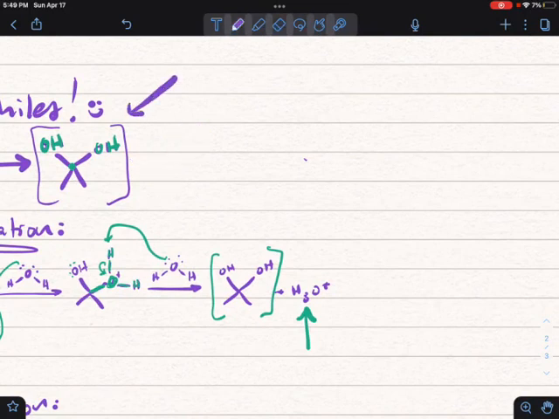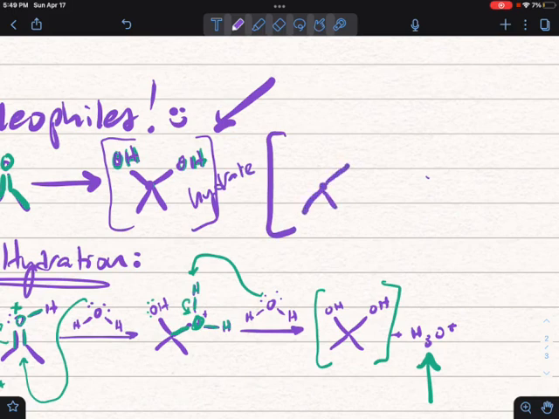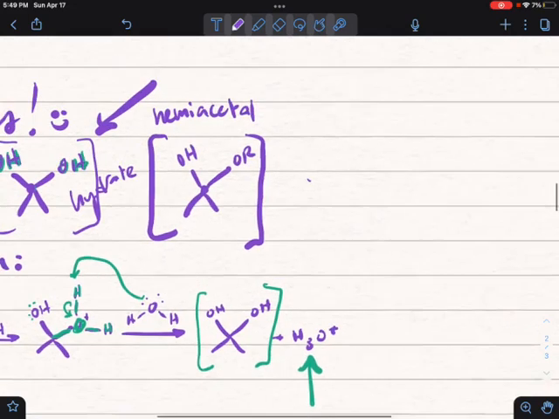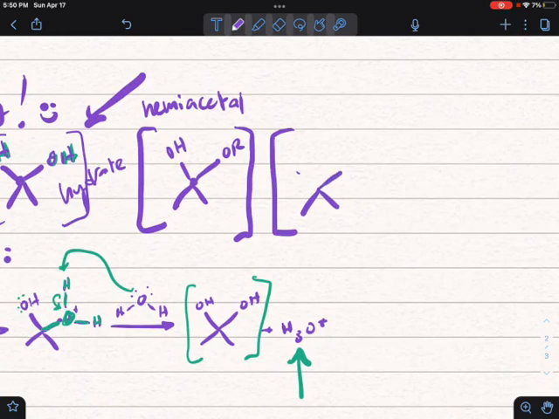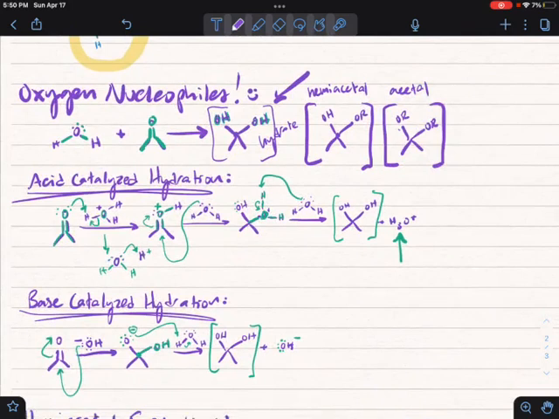So this is a hydrate. The hydrate has two OH groups connected to the same carbon. Okay, so hydrate. Then we have our semiacetal, and we have only one OH group, and then I think it's more of an ether group, so yeah, we'll call it an ether group. And then we have finally our acetal that has two ether groups. Okay, so that's that. First, let's talk about acid-catalyzed hydration.